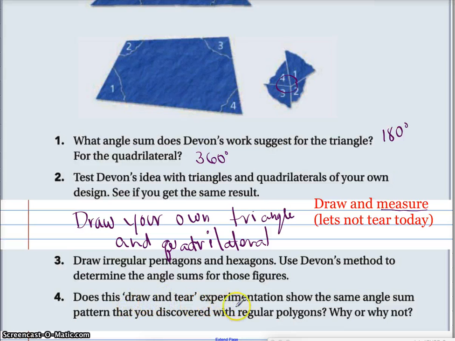Number 4 says, does the draw and tear method, in our case it's draw and measure method, experimentation show the same angle sum pattern that you discovered with regular polygons? So does this pattern hold true to what we learned in your last class? Are the triangle measures the same as the regular triangles, and quadrilaterals the same as the square, and the pentagon and the hexagon the same as last time in the table that we made? I'll show you what my notes look like as soon as I'm done with the video presentation.